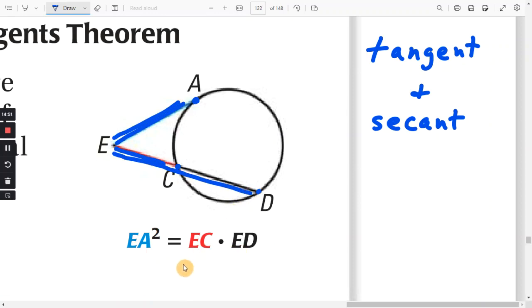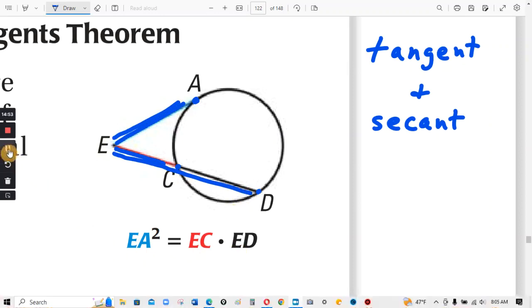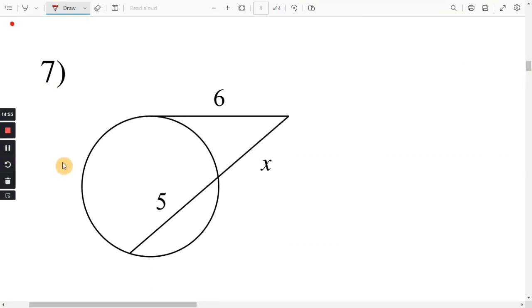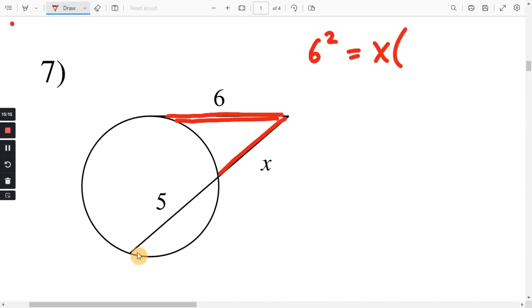All right, and they're saying EA squared, so that's this times itself, and that equals EC times ED. The external segment times the entire segment. All right, let's look at number 7. We have a tangent and a secant. So we're going to do the tangent times itself. So that's 6 times 6, or 6 squared. And that equals the external segment, which is x, times the whole segment, which is x plus 5.